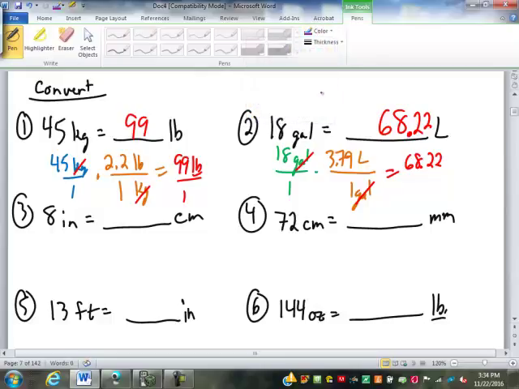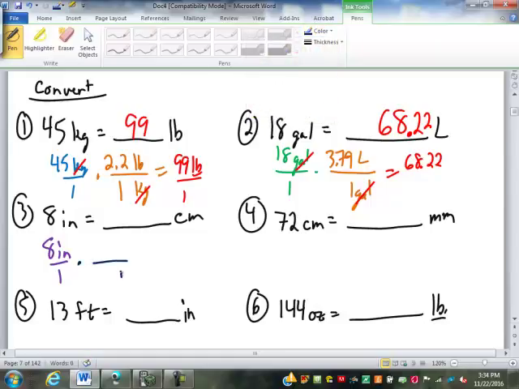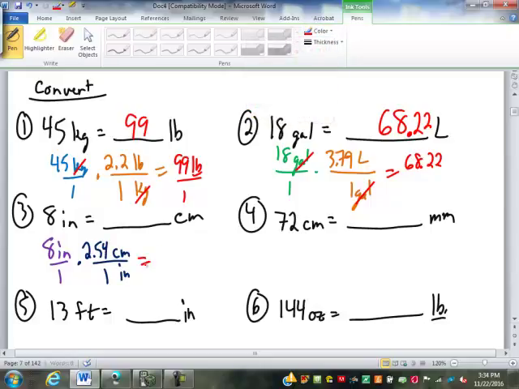The next one, 8 inches going into centimeters. So 8 inches over 1 again. Make our conversion factor, inches on bottom, centimeters on top. 1 inch is 2.54 centimeters. So the inches cancel out, obviously. 8 times 2.54 is 20.32, so 20.32 centimeters.